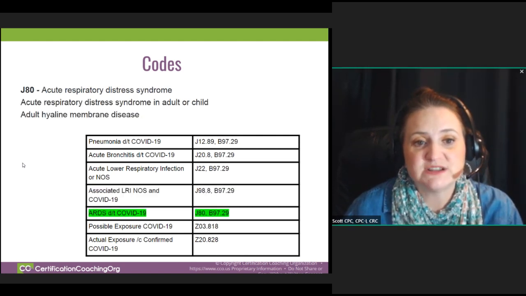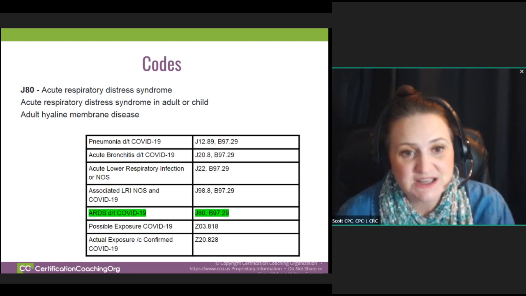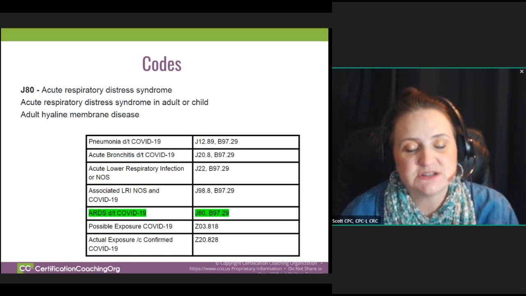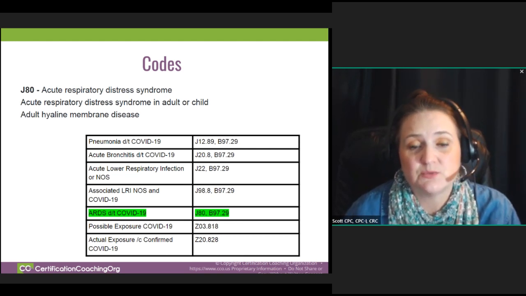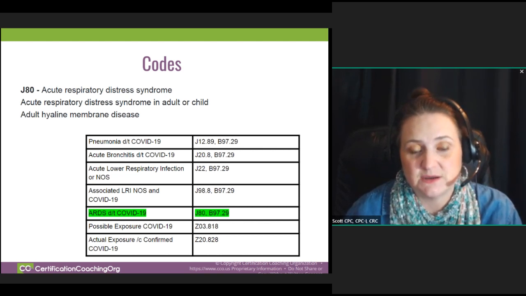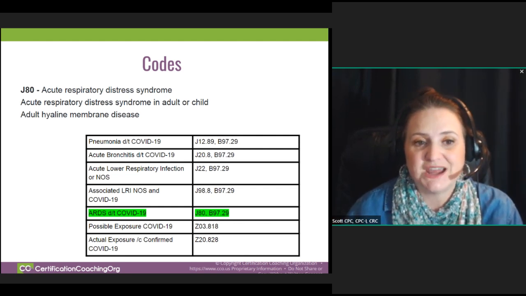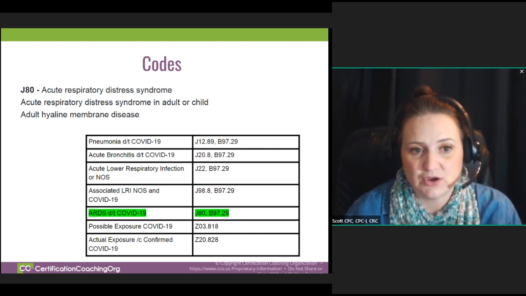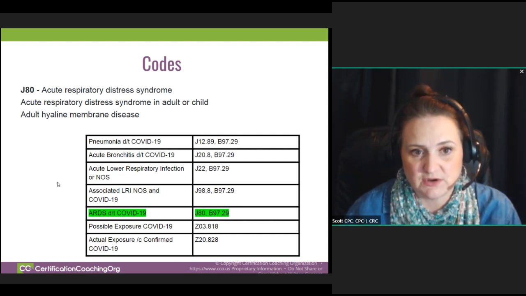Then we have acute respiratory distress syndrome, which is ARDS, J80. You don't want ARDS. This is not pneumonia. Can pneumonia turn into ARDS? Yes, it can. So respiratory distress syndrome is the lungs are shutting down. Pneumonia is when the lungs fill up with fluid or fill up with something. But ARDS is stressing the lungs to the point you're not breathing. Usually if you develop ARDS, you're in ICU and you're on some type of breathing system. So J80 would be the code with the COVID code. And those are other terms that are also for ARDS. Now, we've already done the possible exposure to COVID and the actual exposure with confirmed COVID.